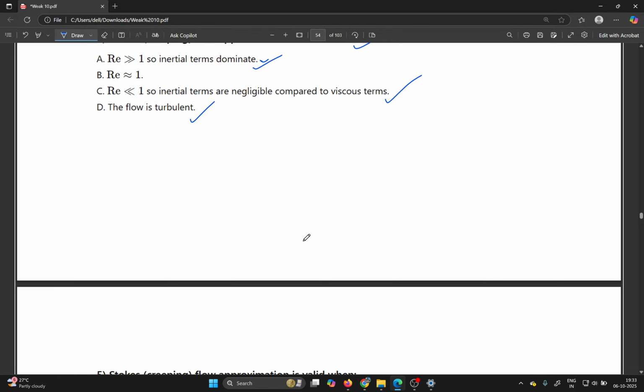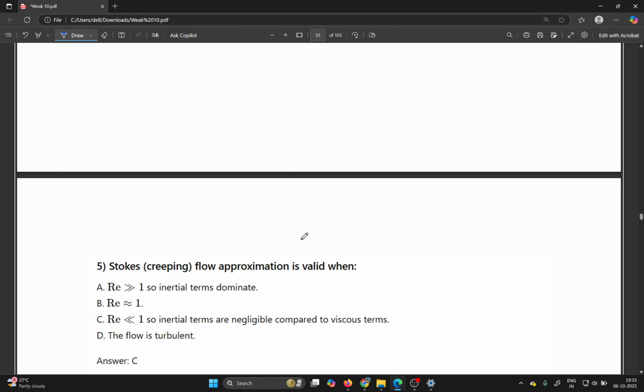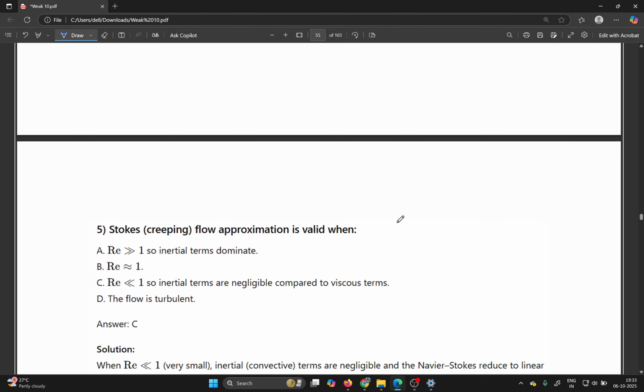So here the question is about, okay, let us move on to the final answer. In Stokes flow, the approximation is valid when the inertial terms are negligible compared to the viscous term, which means your Reynolds number is less than 1. Remember, please. The Stokes approximation is based on the viscous term being dominant. Remember.